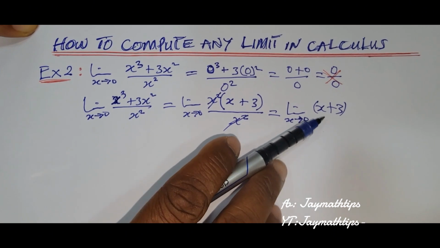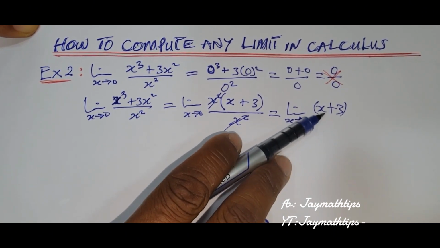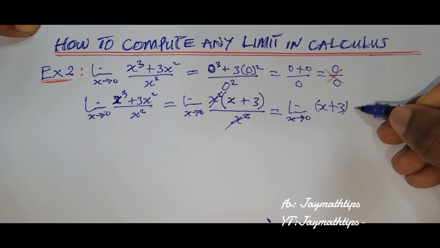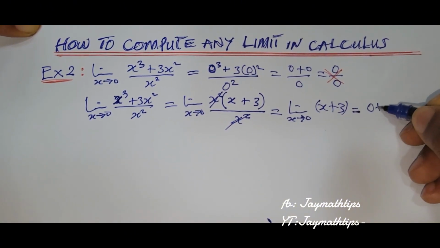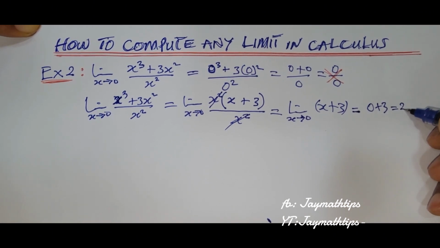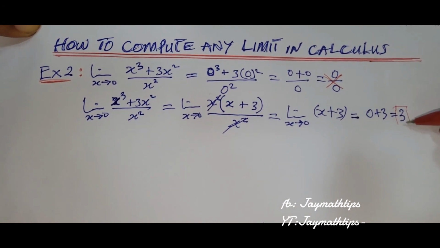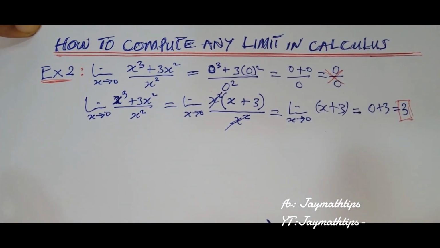So at this point, by the time you plug in this 0, you are going to have an answer. So this is equal to 0 plus 3, and the final answer is what? 3. So this is our answer for this limit. Let's move over to example 3.